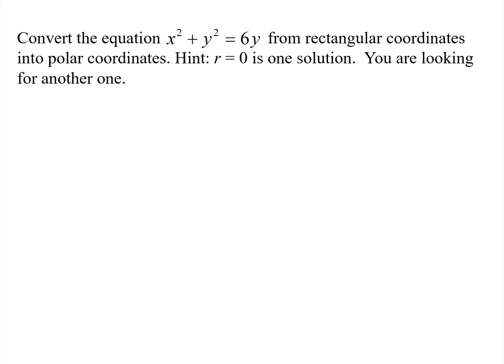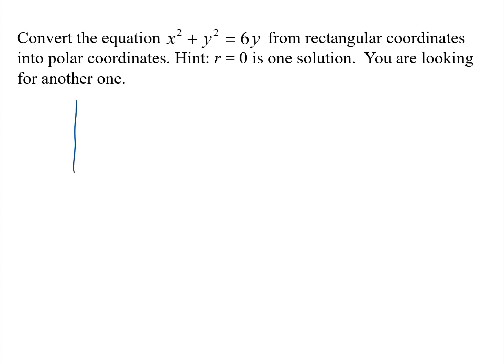We want to convert this equation, x squared plus y squared equals 6y, from rectangular coordinates into polar coordinates. And it's got a little hint here, r equals 0 is one solution. We're looking for another. We want this basically written r as a function of theta. Alright, we've got a couple of things that we know.